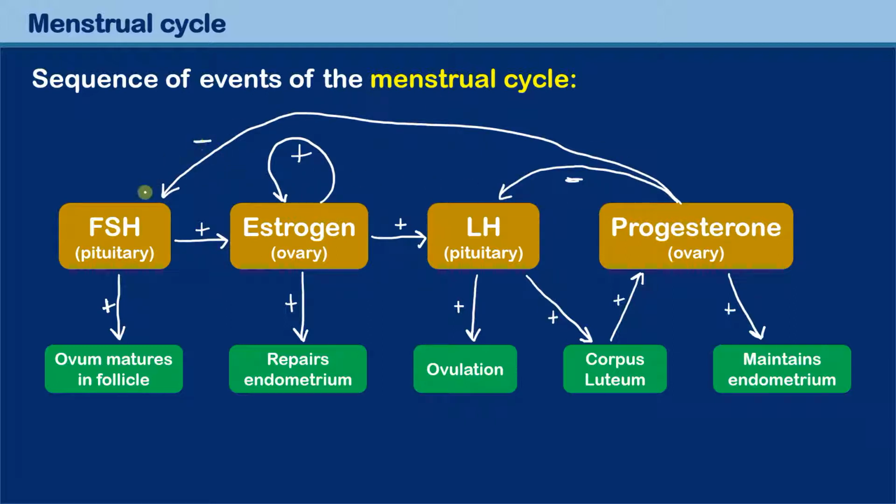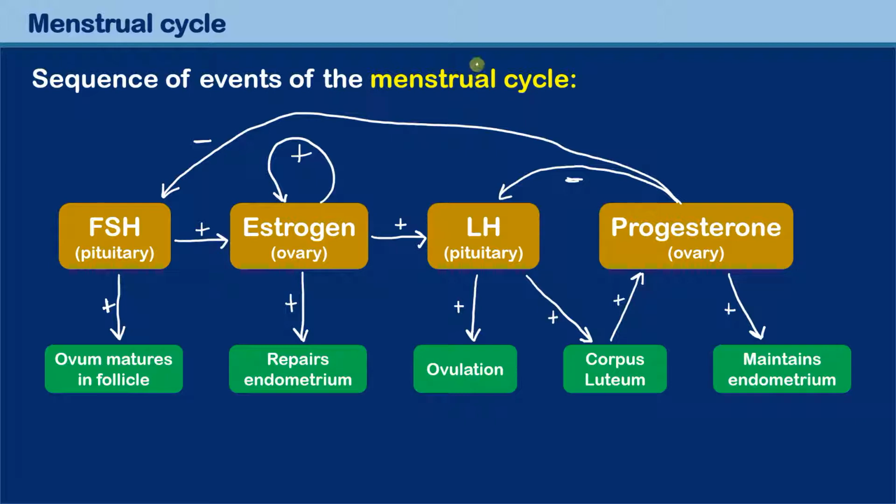So this is a negative feedback system, and when the corpus luteum breaks down, then progesterone secretion also goes down and stops, and the endometrium cannot be maintained anymore, and the menstrual bleeding starts again. And then we're basically back at the beginning. A low level of progesterone means that FSH can again be produced during the next cycle.